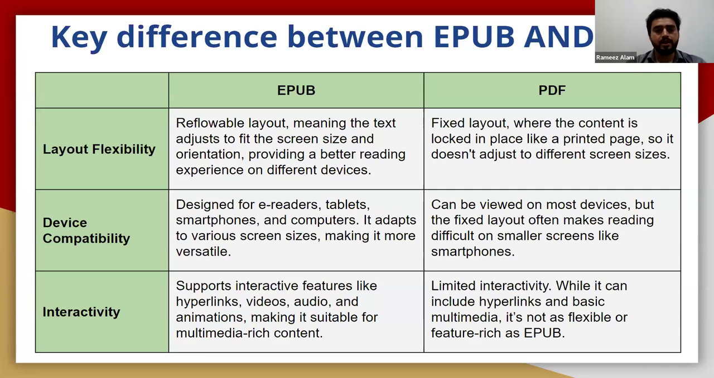Device compatibility. EPUB is designed for e-readers, tablets, smartphones, and computers. It adapts to various screen sizes, making it more versatile. While a PDF can be viewed on most devices, the fixed layout often makes reading difficult on a smaller screen like phones or smartphones.